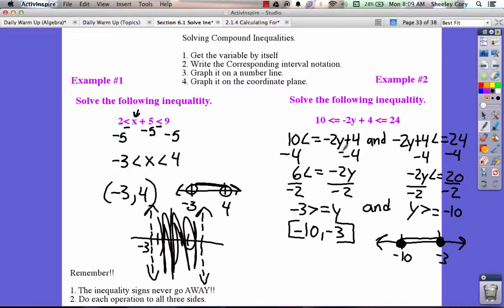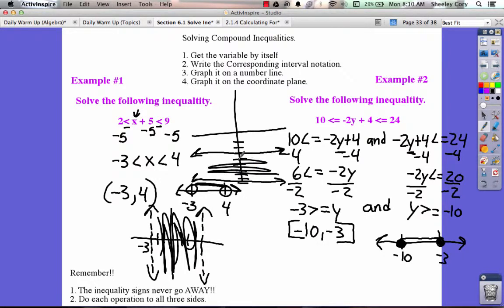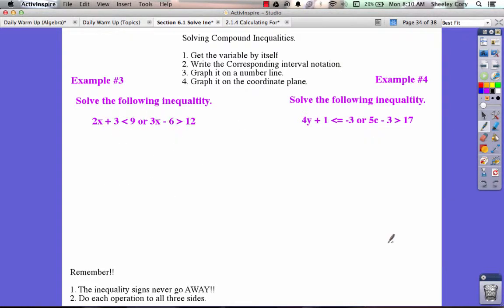We have a y variable, so we're going to draw the coordinate plane. Because I got a y variable, that means I got horizontal lines, and because they could be equal, I've got bold lines. So a horizontal line at negative 3, and then a horizontal line at negative 10. It's got to be in between, so I'm going to shade in between, and that's where all my solutions lie.